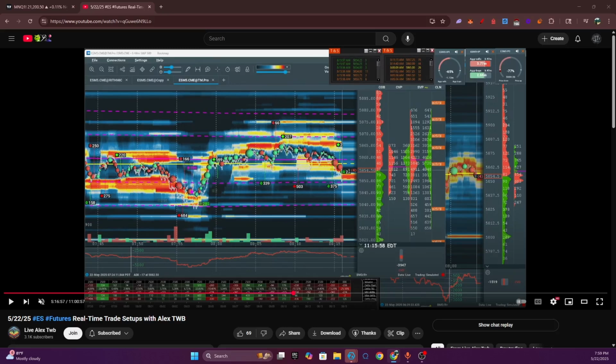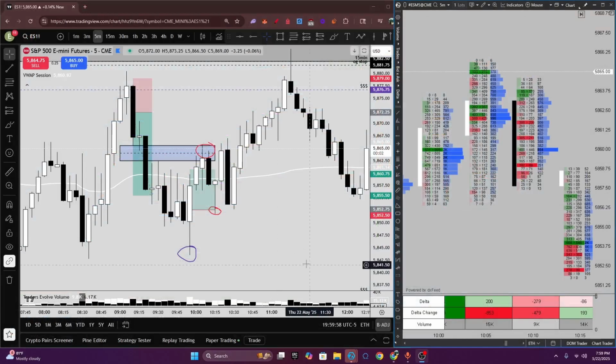But that's essentially the analysis for here and here, because at those highs we saw the absorption. This would have been a high risk to reward trade because of risk management.